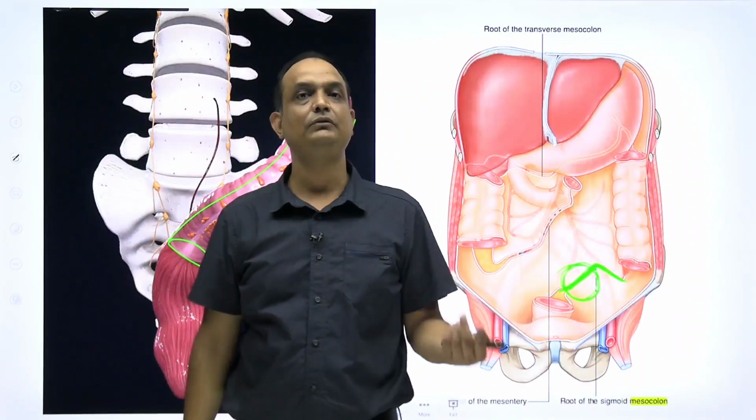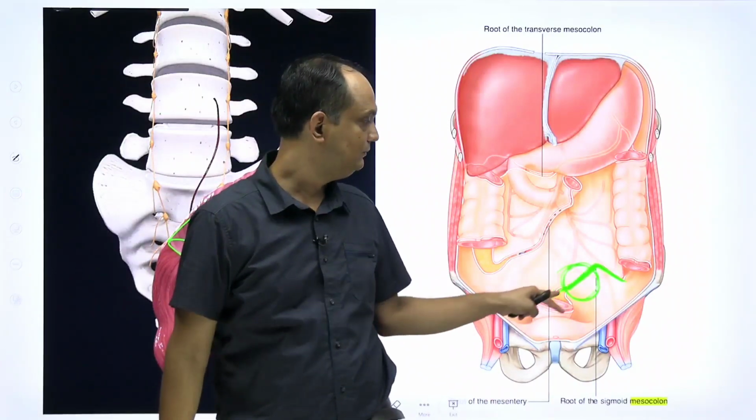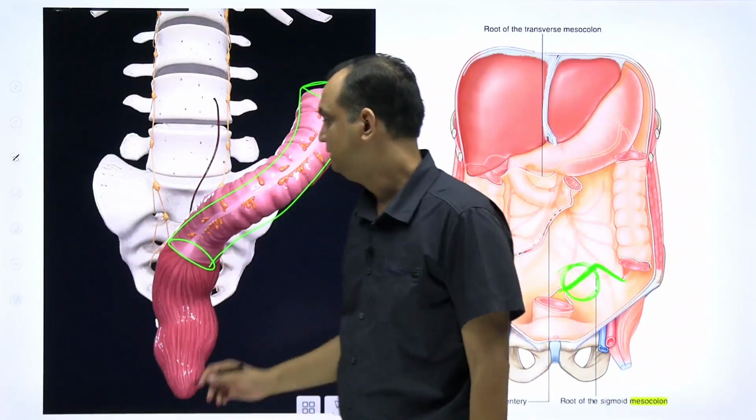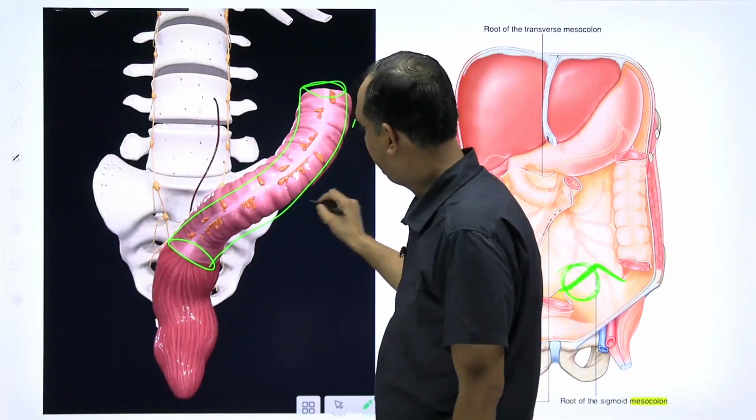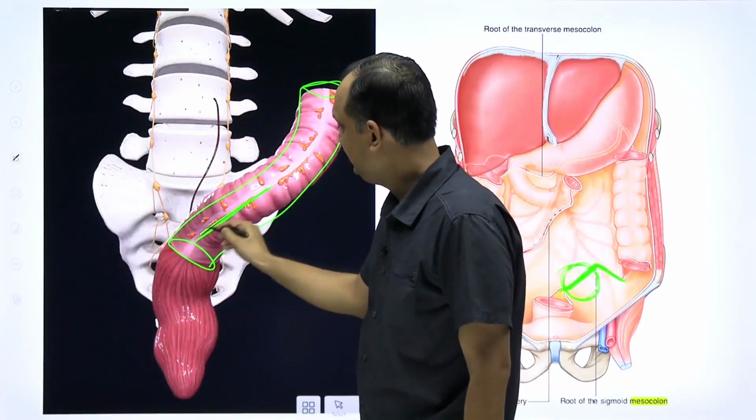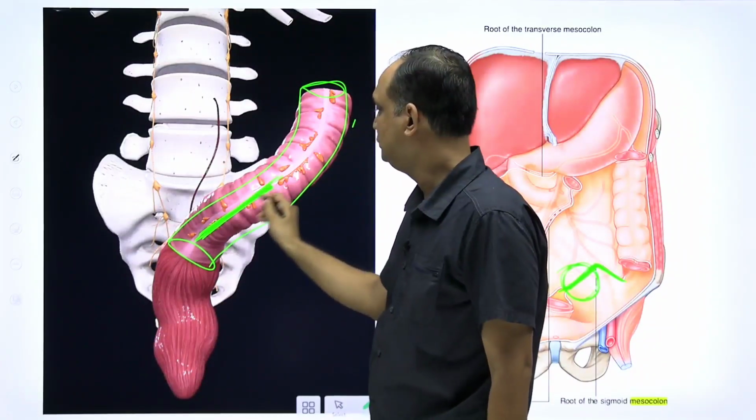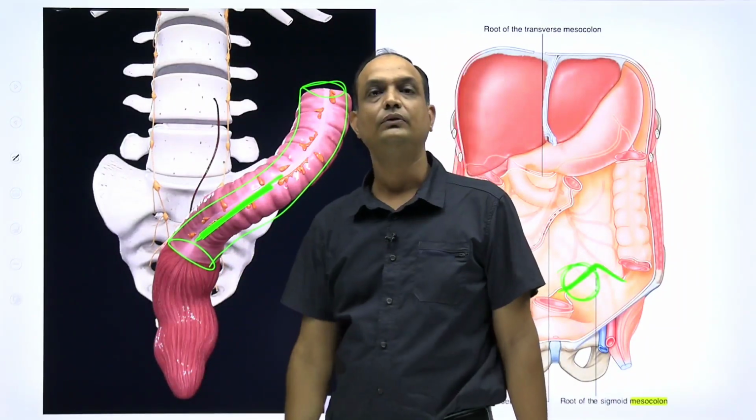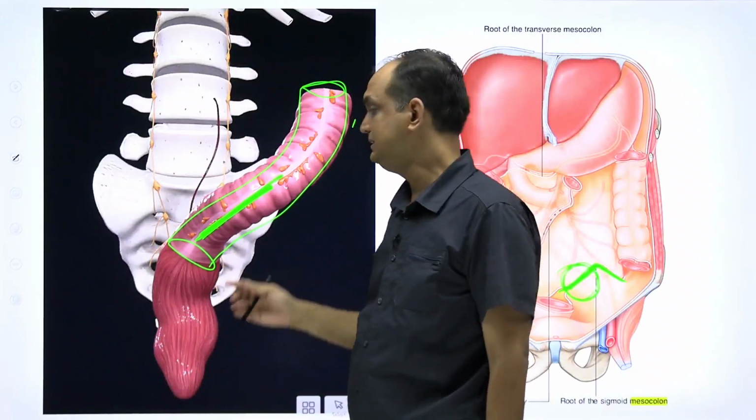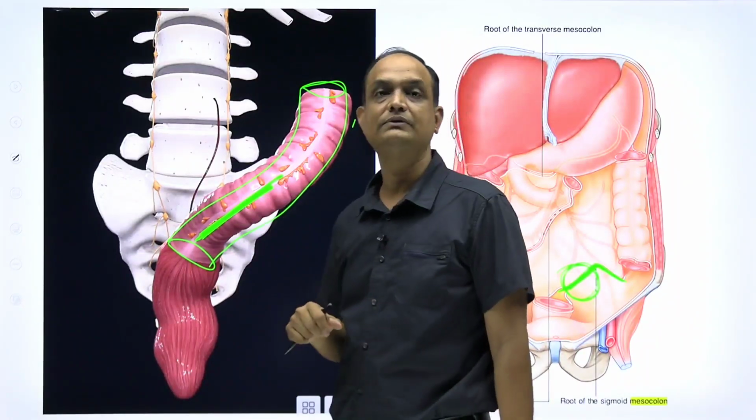So suppose I have to draw the attachment of the mesocolon on the sacrum, I have to just make a line like this on the anterior surface of the sacrum, and this line is actually showing the attachment of the mesocolon, and this line is drawn on the upper 2.5 segment.